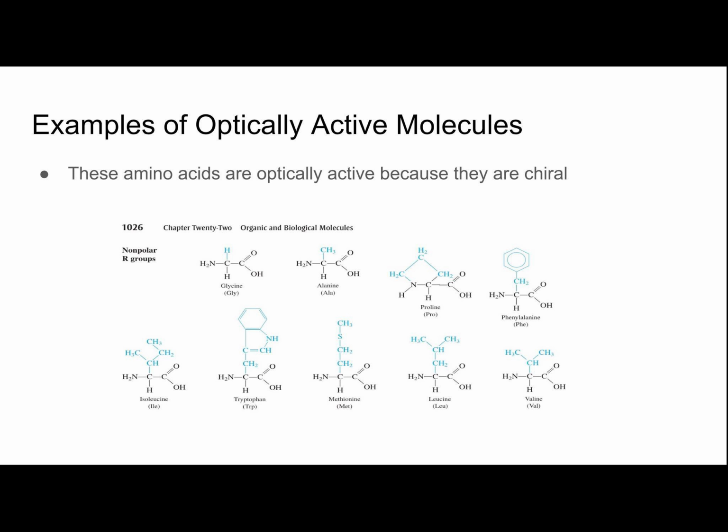So here are some examples of some optically active molecules. And so these amino acids are optically active because they're chiral. So as you can see here, if you just imagine a mirror, basically, you can see that you wouldn't be able to superimpose that image upon the amino acids, so they are optically active.